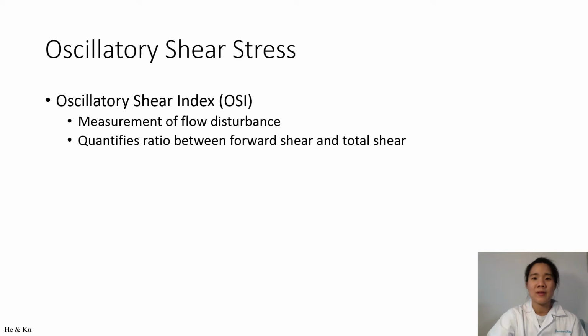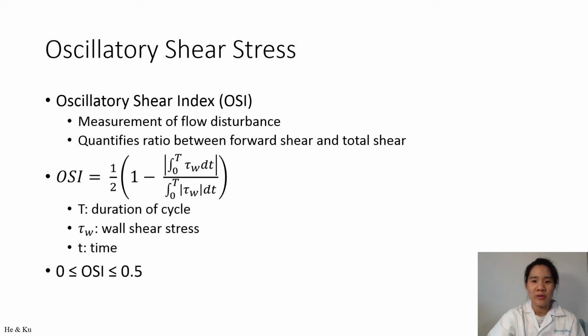To determine the level of flow disturbance and its relation to calcification, we use the oscillatory shear index parameter, or OSI, to quantify changes in direction of wall shear stress. The OSI equation above shows a ratio between forward shear stress and total shear stress, and ranges from 0 to 0.5.